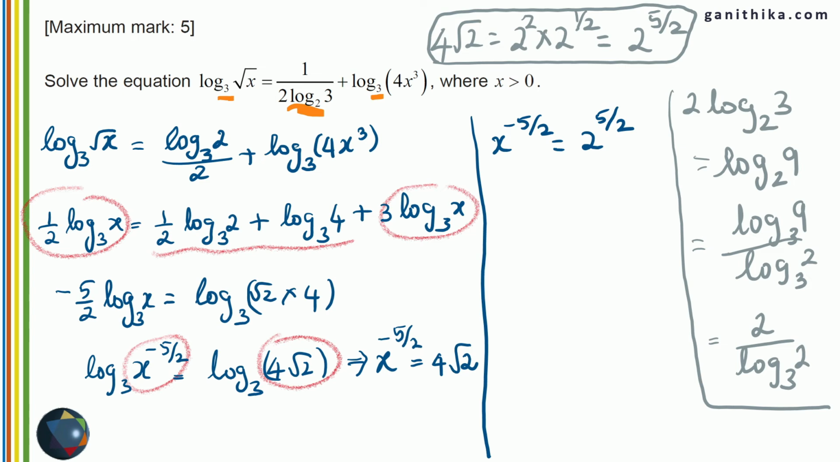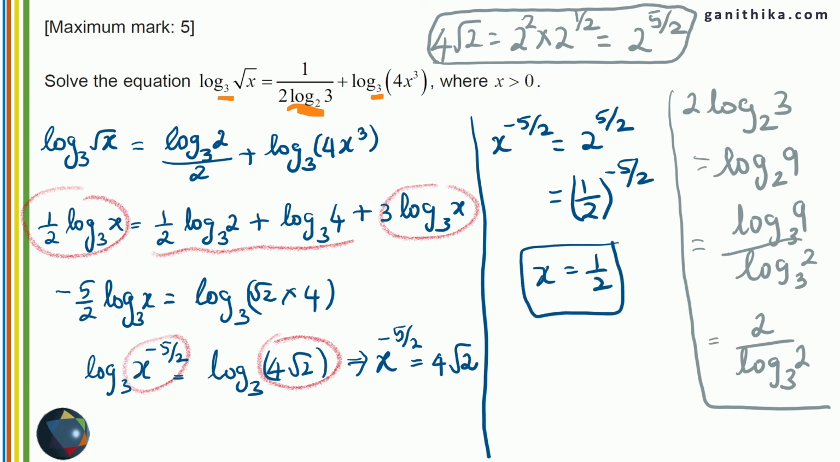Now on the right hand side, I have positive 5 over 2. I have to make it into negative 5 over 2. For that, I will change the 2 to half. So that I will have half to the power of negative 5 over 2 is equal to x to the power of negative 5 over 2, which gives me x is equal to half.